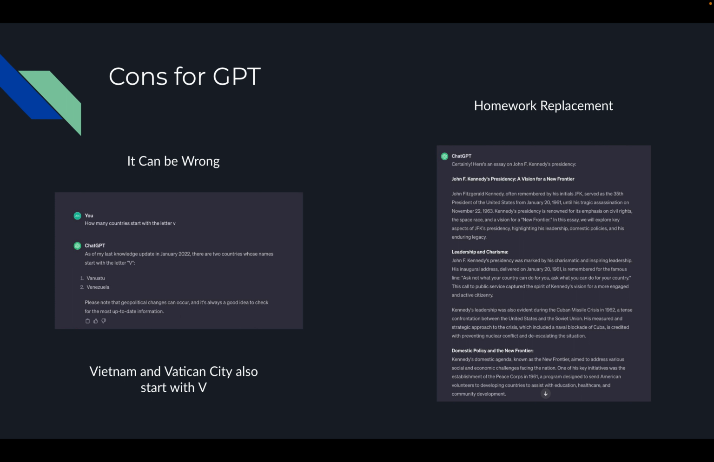I actually asked this question to it 2 days ago. So that's where the screenshot comes from. I actually asked it that again this morning, and it told me there were 3 countries, and it gave me Venezuela, Vatican City, and Vietnam. So it took out the other one that was in there, which is really funny. So it changes its answer, and it's still wrong, but it does show that it's learning and it's getting a little bit better, but it's just interesting. So it can be wrong.